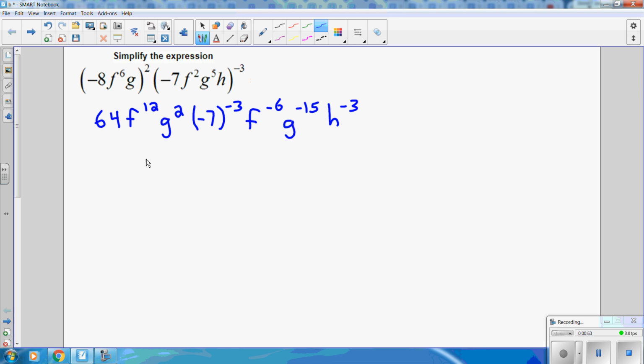Okay, so now we have 64. F to the 12th, and we're going to multiply that with f to the negative 6. This is when you add the exponents, so 12 and negative 6 is positive 6. G to the second and g to the negative 15. Add the exponents, it's g to the negative 13. And then you have h to the negative 3 that doesn't go with anything. And you also have the negative 7 to the negative 3 power.